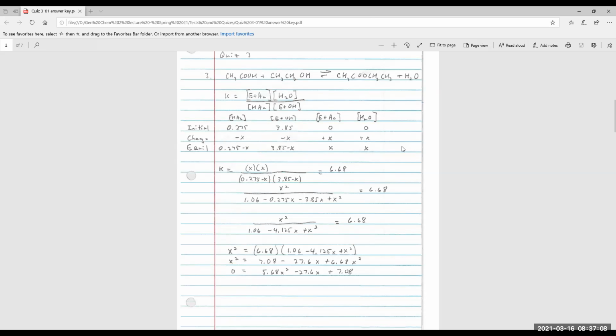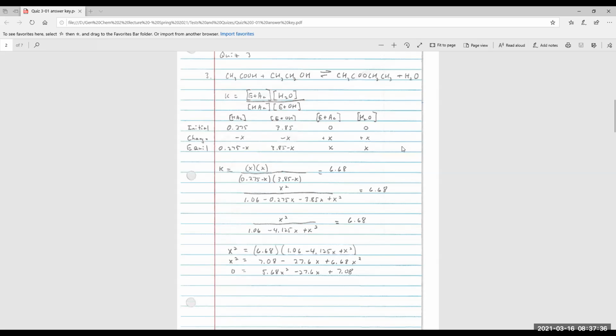Then there was some change that took place. Based on my stoichiometry, I said that change was X, so it's minus X on the acetic acid, minus X on the ethanol, then plus X for water and ethyl acetate. And I know it's just X for each of those because it's all 1-to-1 in terms of the stoichiometry of the reaction.